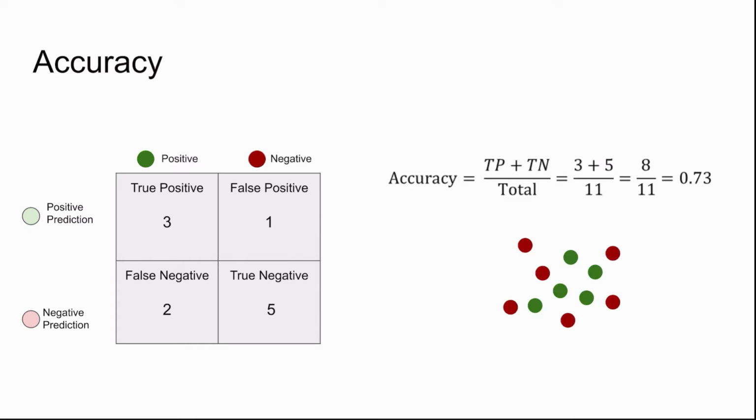Accuracy is concerned with looking at our model's performance on all of the data. For this, we simply take the true positives and true negatives and divide it by the total. So in this case, it would be 3 plus 5 divided by 11, which is 8 over 11.